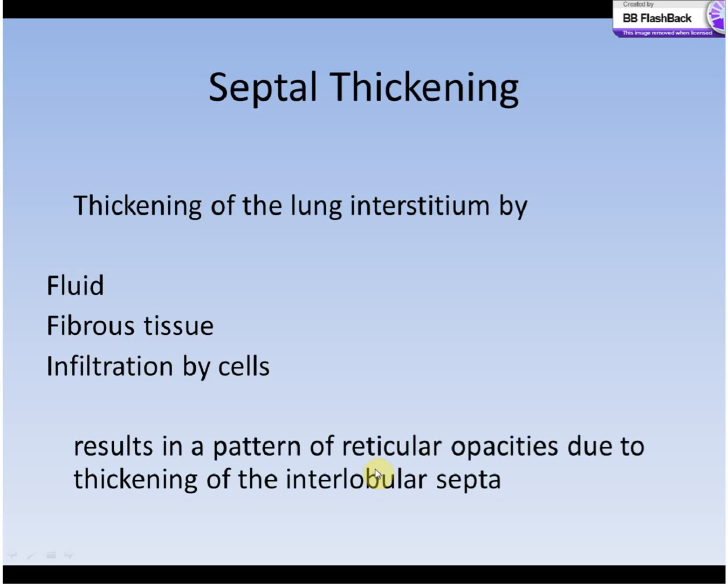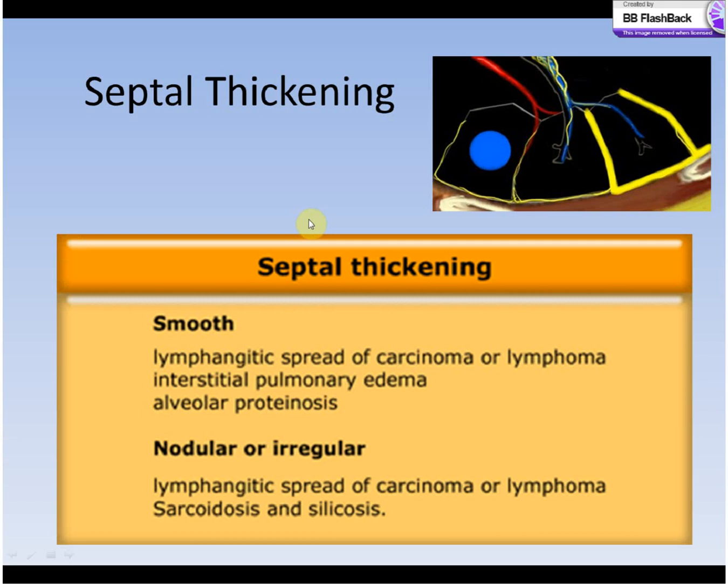The first pattern is septal thickening, and it's just that, thickening of the septa that we saw, by fluid, fibrous tissue, or infiltration by cells, and it results in a pattern of reticular opacities. So again, the septal thickening in this area, and outlined here more predominantly.